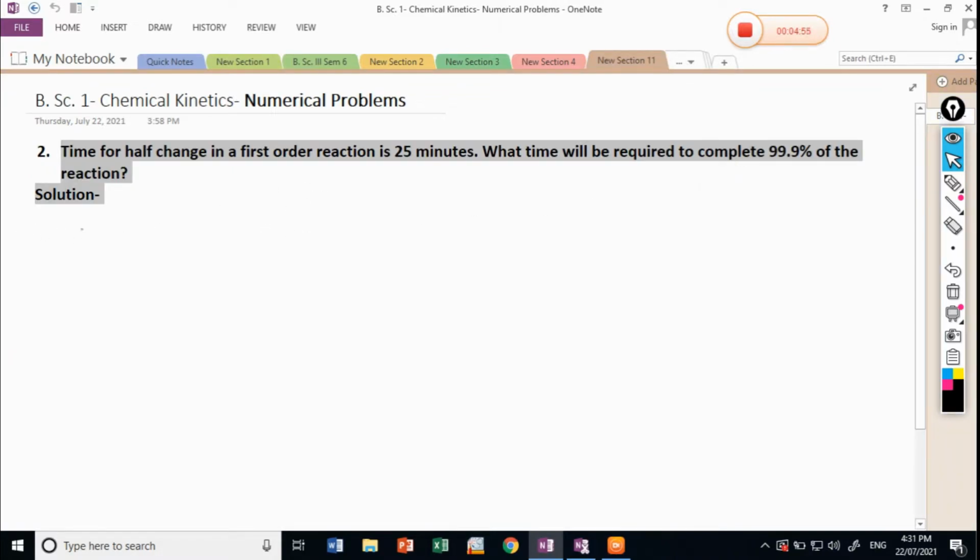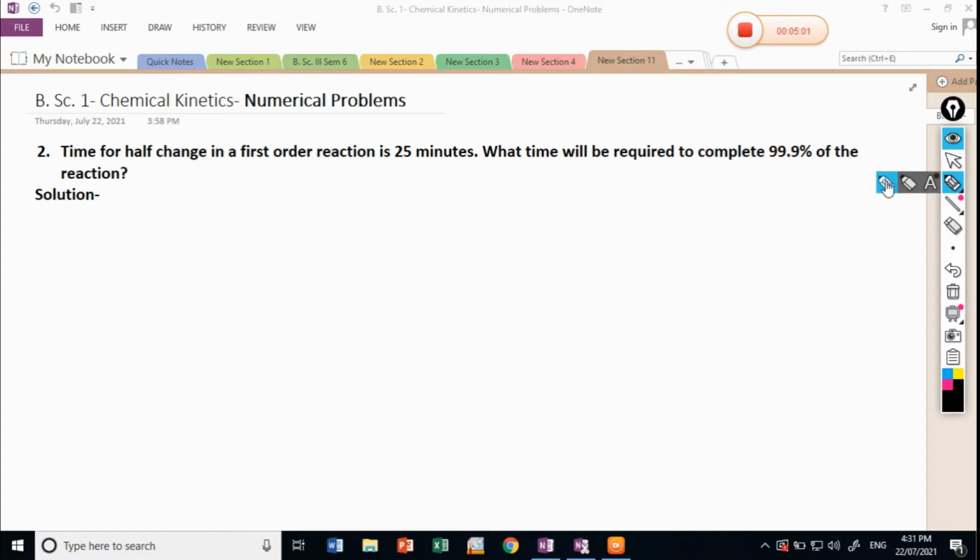The next problem is: the time for half change, that is t1 half, in a first order reaction is 25 minutes. That means t half is equal to 25 minutes. What time will be required to complete 99.9% of the reaction?